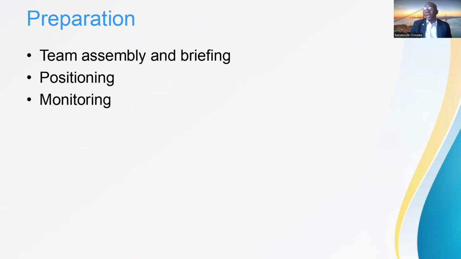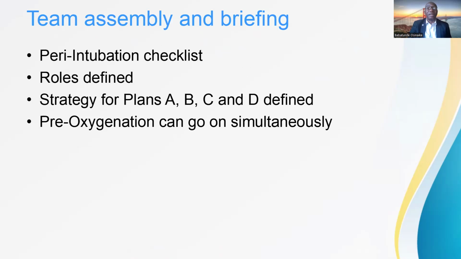I'm going to show a schematic diagram on the number of people or the type of grouping that you can use when you want to intubate a patient shortly. Positioning of the patient is important, and monitoring. So I'm going to go through this. Let's look at them. So, team assembly and briefing.